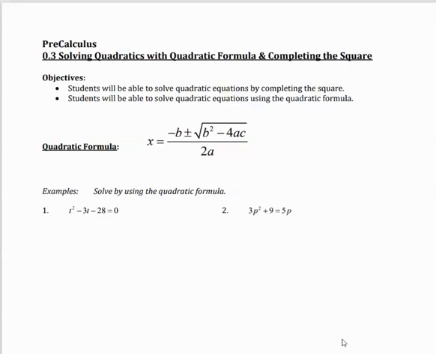Let's look at another part of section 3, where we're going to continue solving our quadratics, but this time using the quadratic formula and completing the square. These two methods always work, right? Something's not always factorable, and graphing can be very tedious, especially if you don't have a graphing calculator. So these will always be the go-to methods if you're having any trouble with the factoring.